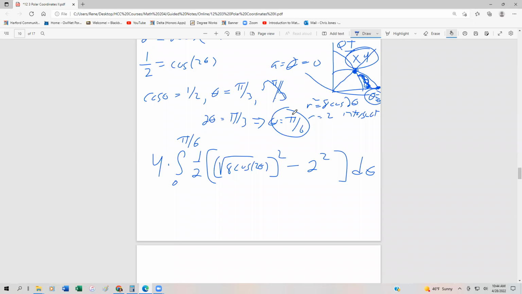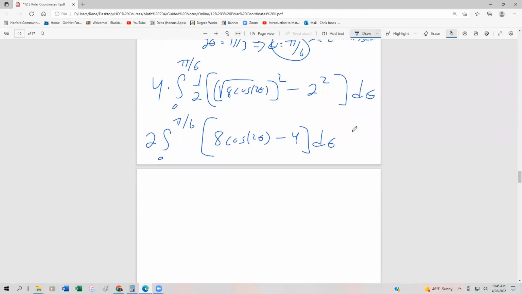Now, simplifying this just a little bit, we know that 4 times 1/2 is going to simplify to 2. We're going to square the square root. This should be pi sixths. I don't know why I really want it to be pi halves, probably because I know it's easier to work with pi halves than pi sixths, but it is what it is. And we're going to have 8 cos of 2 theta minus 4, d theta. And we don't have to use the power reducing formula this time.